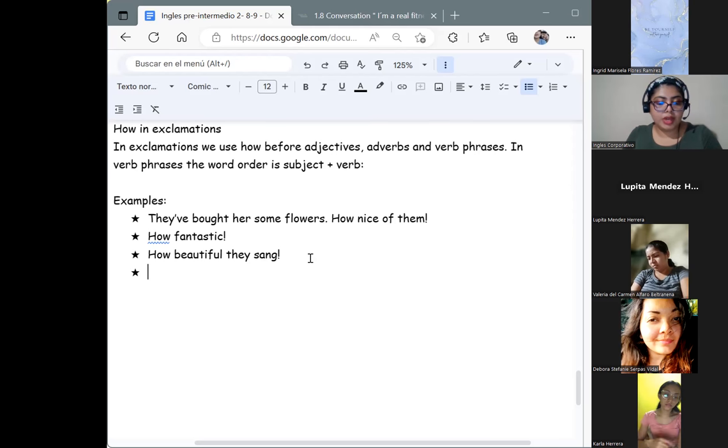And in this case, we have different expressions that we can use also with this how word, because you can see in this case that it is not just related to questions.